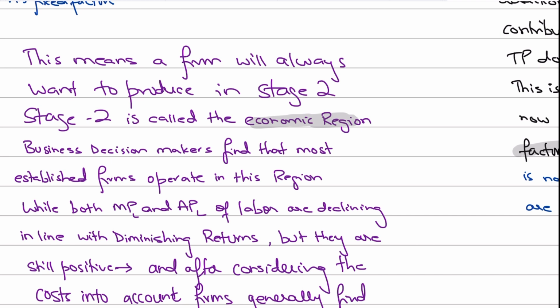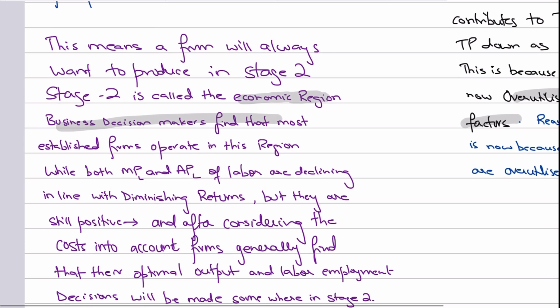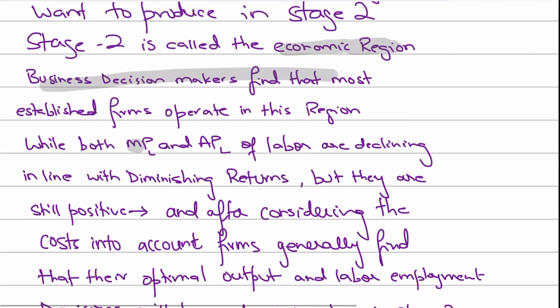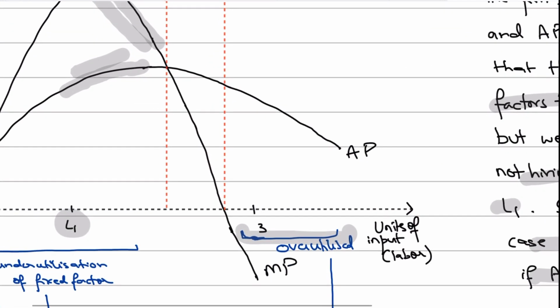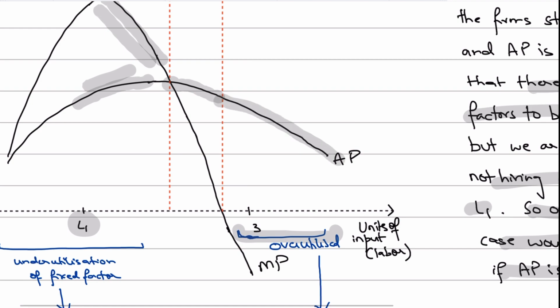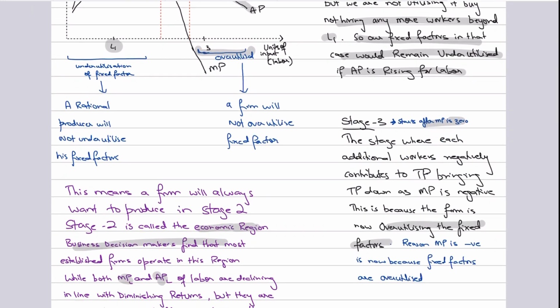And remember that business decision makers see themselves in that region, in the sense that all the established firms want to operate in that region. Although we know that the marginal product of labor and the average product of labor are declining in stage 2 as well. In stage 2, the marginal product is declining, and the average product is declining as well. But the decline is not that steep for the average product. It has just started declining from being the highest over here, and then here it's definitely just constantly declining.